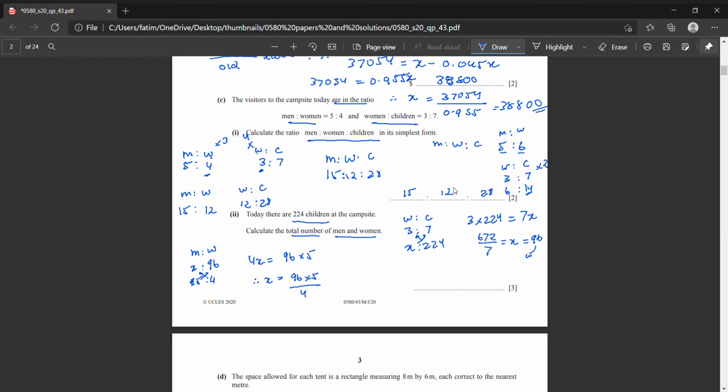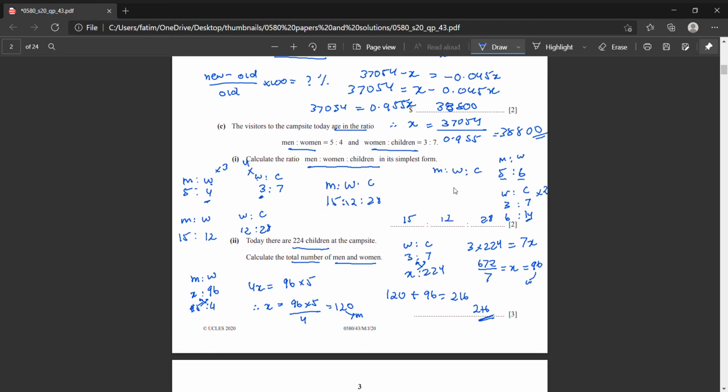That's 120. So this is the number of men present, and we have to find the total number of men and women. So 120 plus 96 is the total, and that's 216 there.